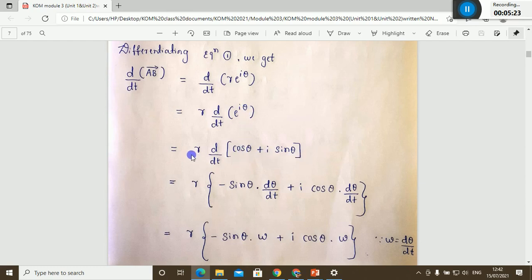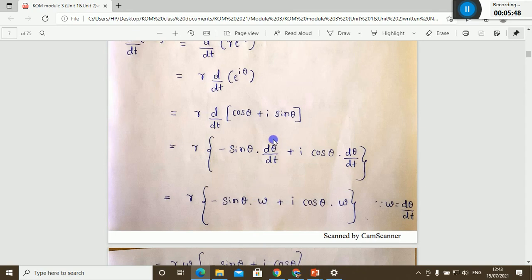And r is constant because it is the magnitude of the vector. When you differentiate cos theta, it becomes minus sin theta, and since you are differentiating with respect to t, it becomes d theta by dt. Use the chain rule and you'll get this answer. Similarly, i is a constant, so keep it as it is. The differentiation of sin theta is cos theta into d theta by dt.